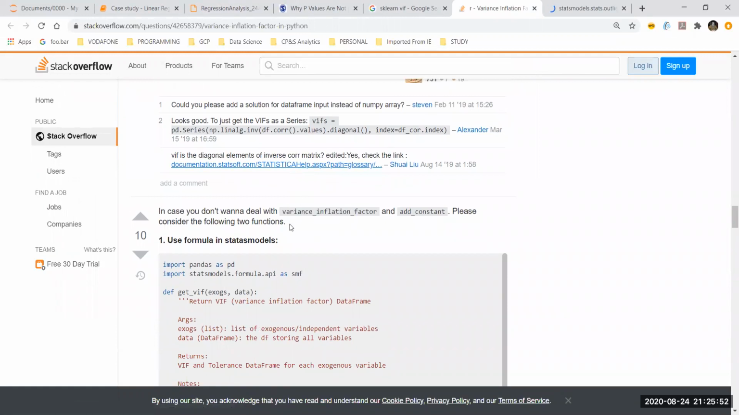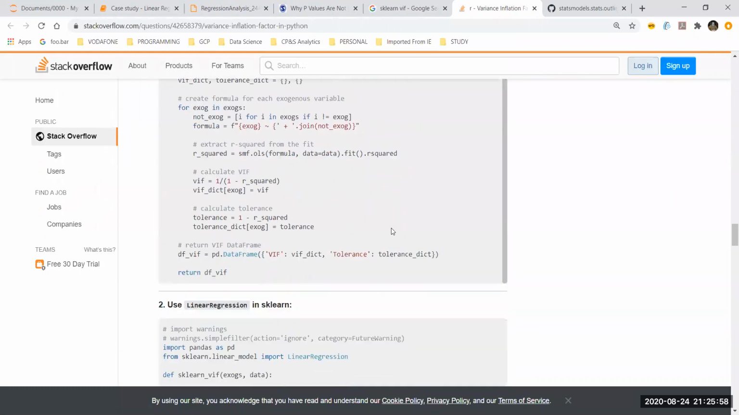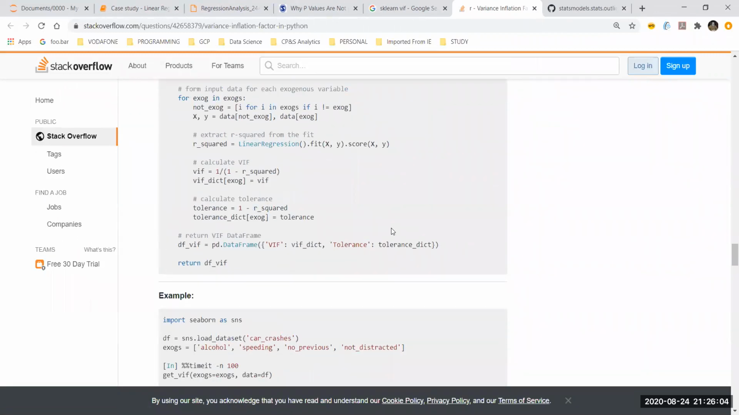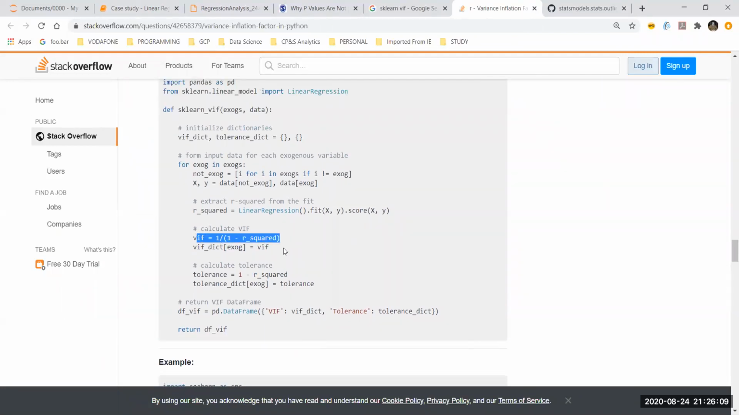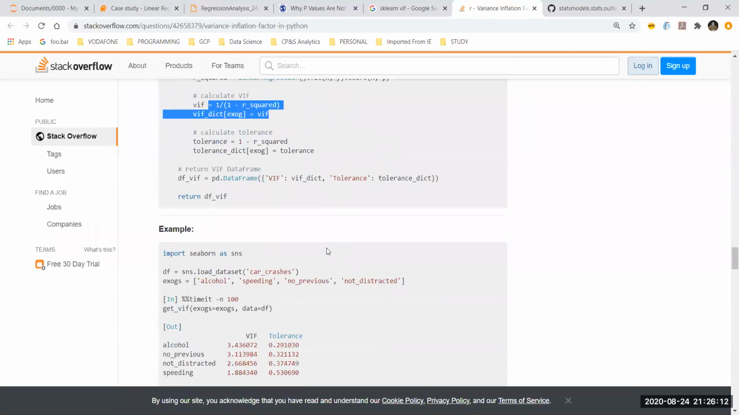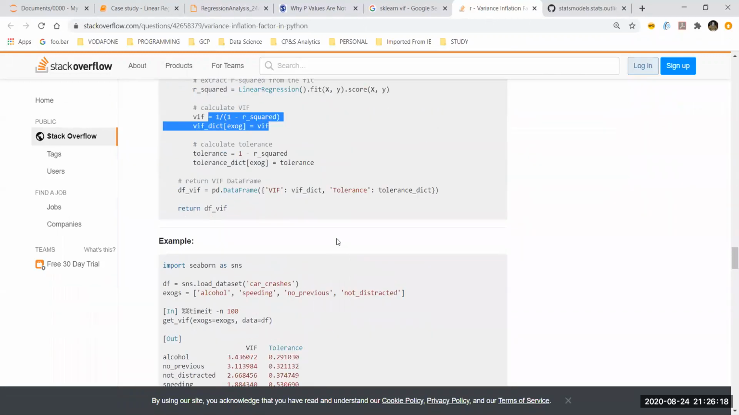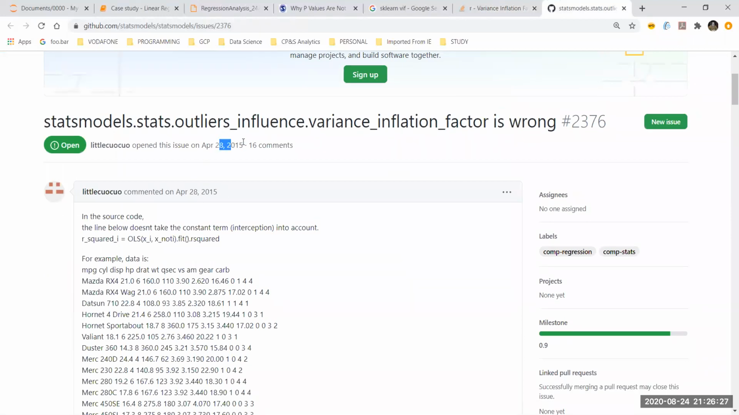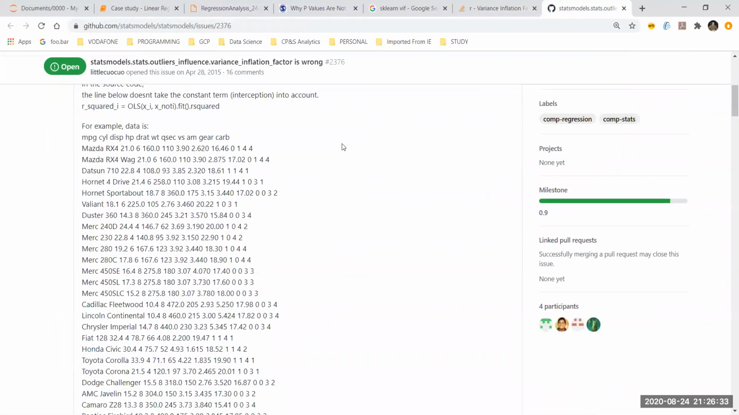There is a function which these guys are using, and clearly they are calculating the VIF here. That's a really good thing to do. Variance inflation factor was wrong due to some bug raised back in 2015, but I'm sure this is already resolved. So statsmodels has the variance inflation factor.